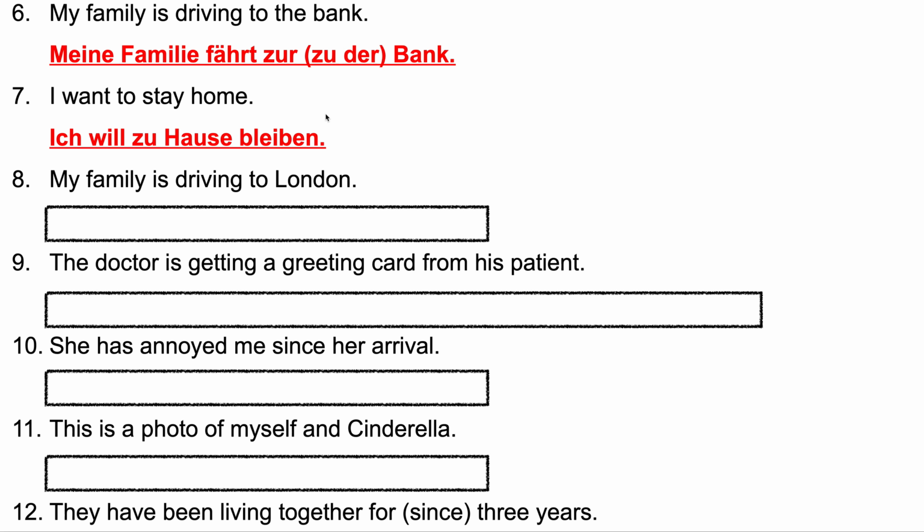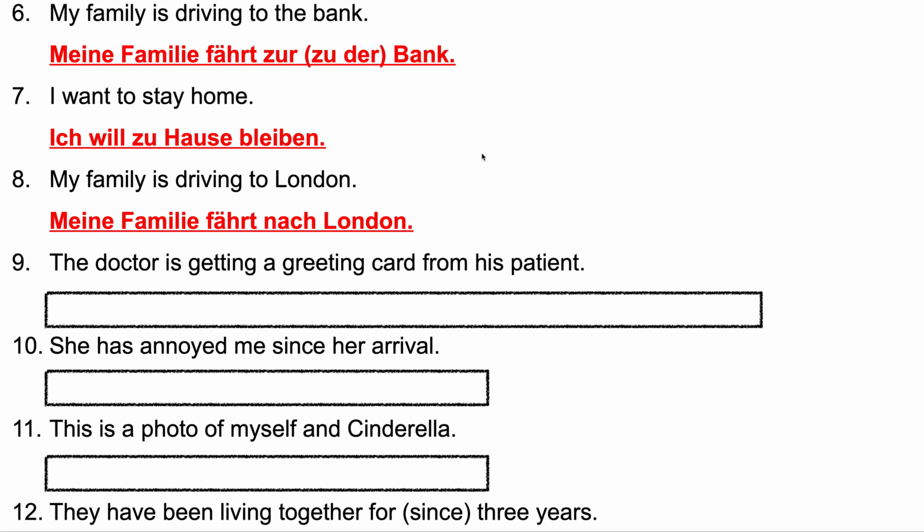Number 8, my family is driving to London. I don't know why your family is driving so often, but they are going to again. My family still is the German word meine Familie. The verb to drive is still fährt, to go with your family. And then we have to London. Since we have to the bank up here and to London, this is the reason that these double up like that. But to London is going to have to use a different preposition since it's a city. So we're going to say nach London. Meine Familie fährt nach London.